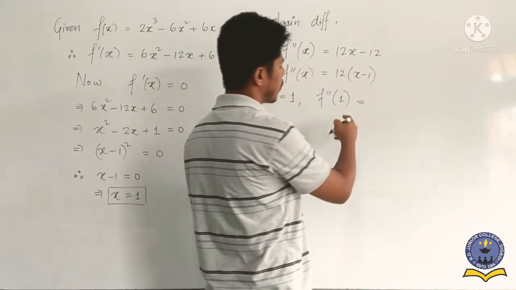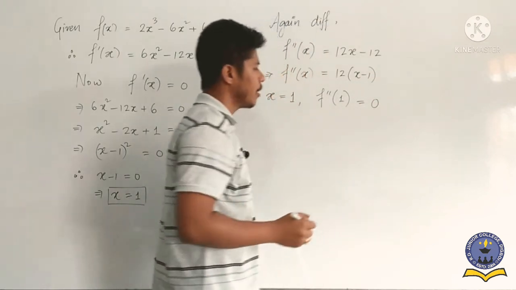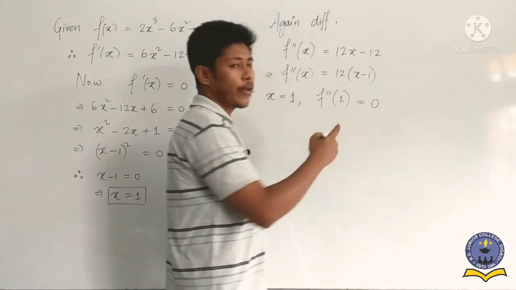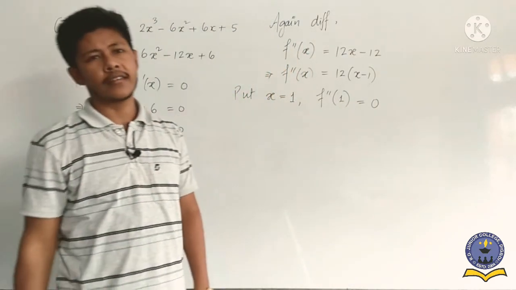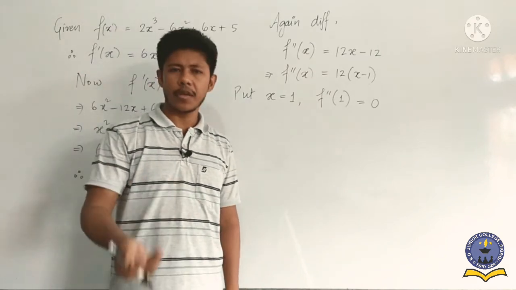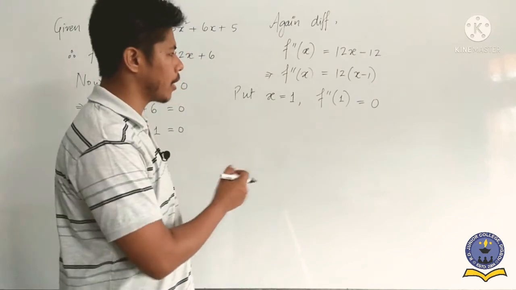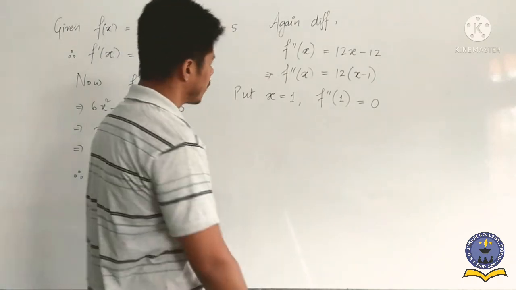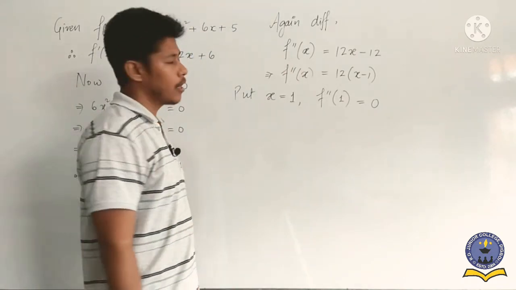So f double dash of 1, when you put here, 1 minus 1 is 0. Ultimately the result is 0. If we get the result 0, we can't say anything whether it is maximum or minimum, because if the second derivative is greater than 0 then minimum, if less than 0 then maximum, but if it equals 0 then we can't say anything. Is it not? So the second derivative test is a failure.